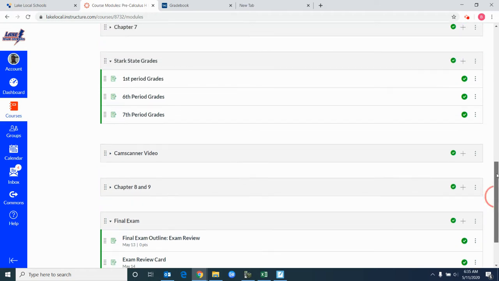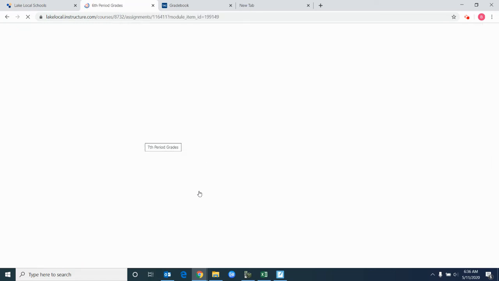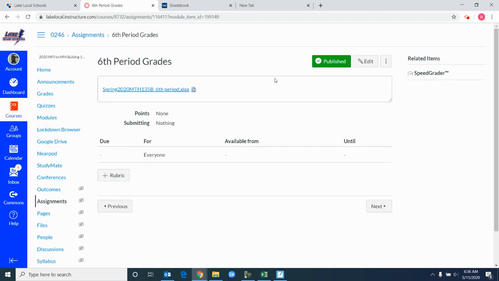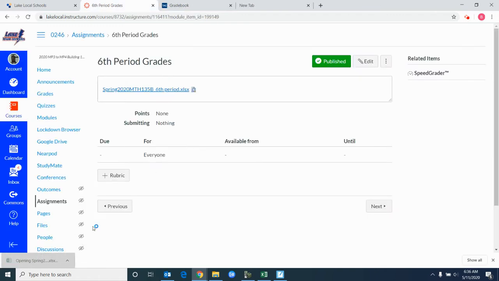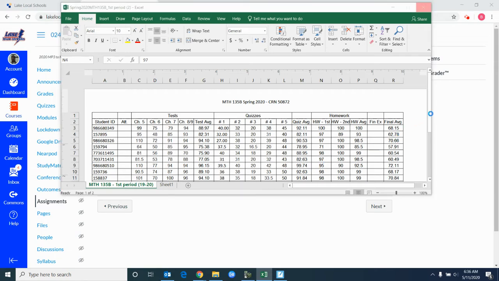Under Stark State grades, I got your first period, sixth period, and seventh period grades listed by your ID number. Okay, so if I hit sixth period grades, it'll come up as an Excel sheet, and you would open that up and find your student ID. This is for all of second semester. This is not just the fourth 9 weeks. This is all of second semester.